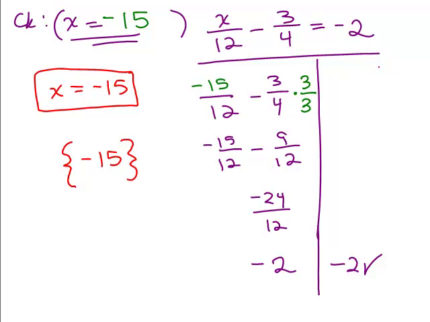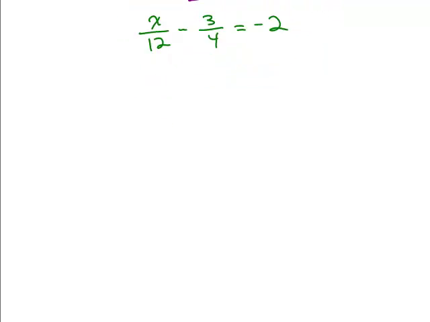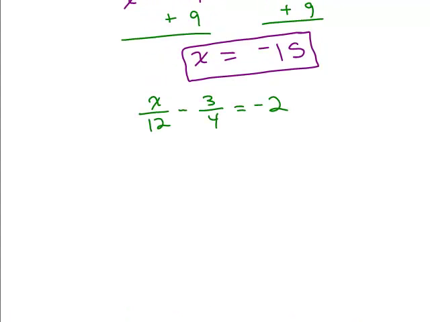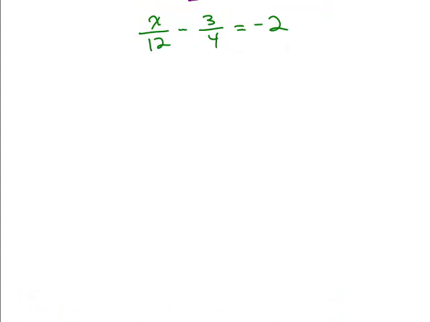All right, so the way we solved this was by multiplying both sides by the least common denominator. Let's do it another way. So here's how we solved it the first way. But you don't have to. You could start off with the same problem, x over 12 minus 3/4 equals -2. And instead you can just isolate the x term, which is right here, x over 12, that's the term that has the x in it. So we can add 3/4 to both sides.